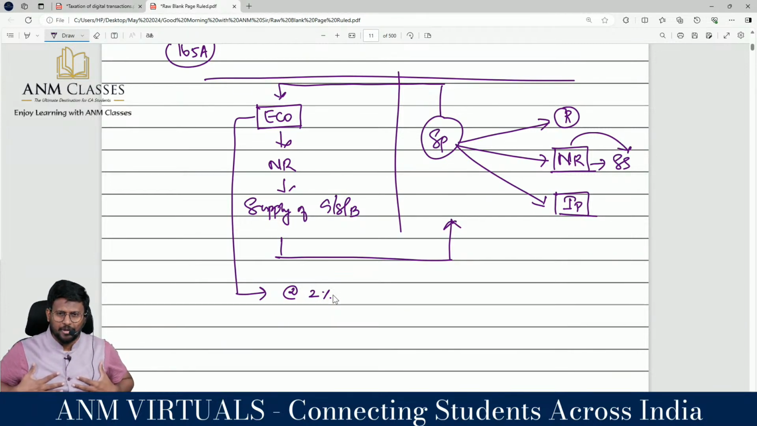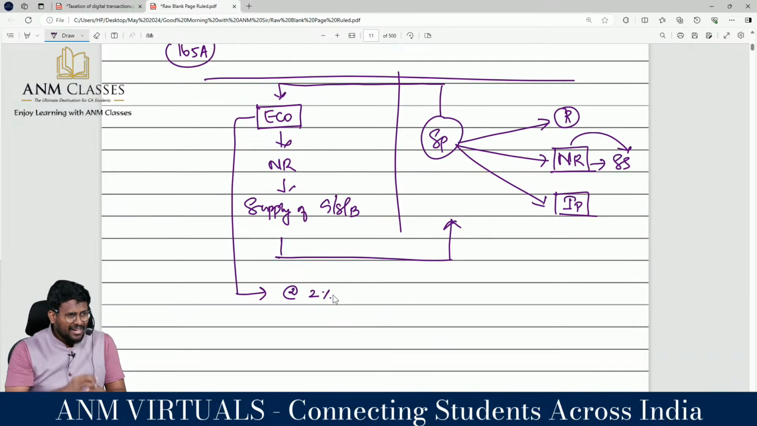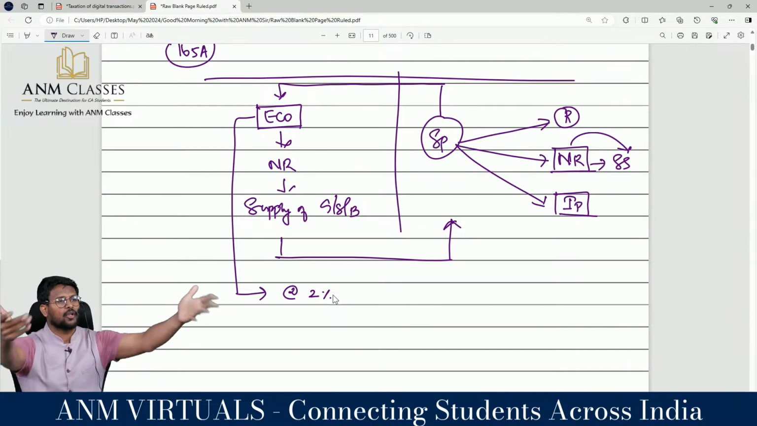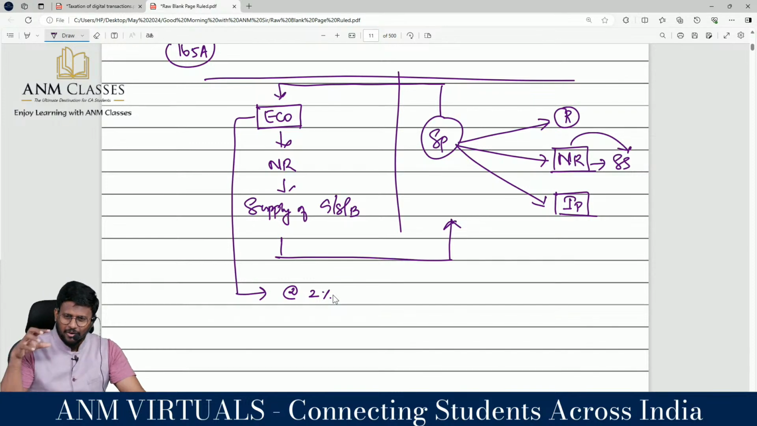In the sense, this is the logic. I am the e-commerce operator. I got some business from your country, which should be more than 2 crore. That business amount should be more than that, then the provisions of equalization levy will be applicable. Then 2% I should contribute as donation to the government of India, because from your country only I have earned the business.